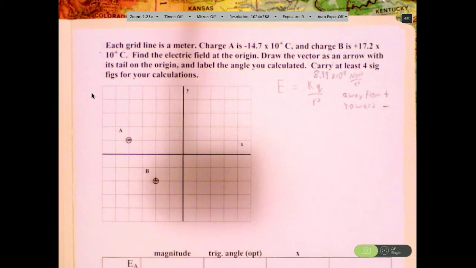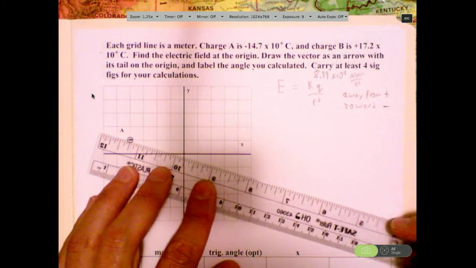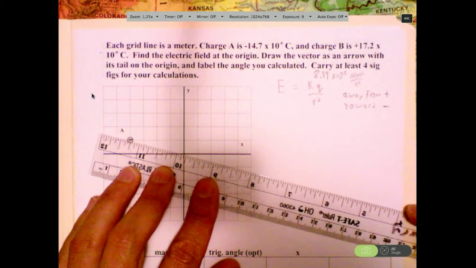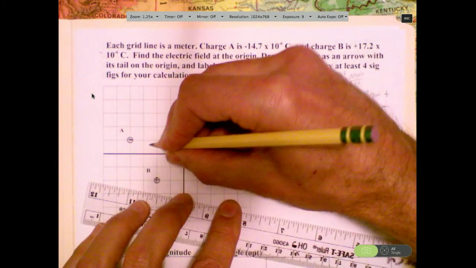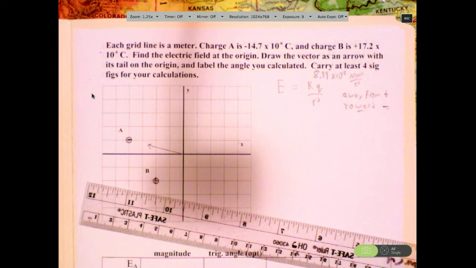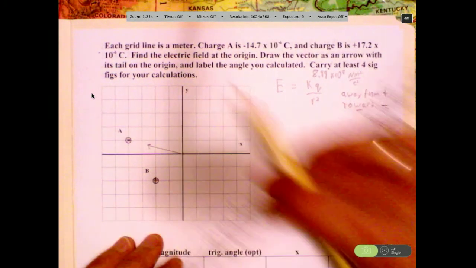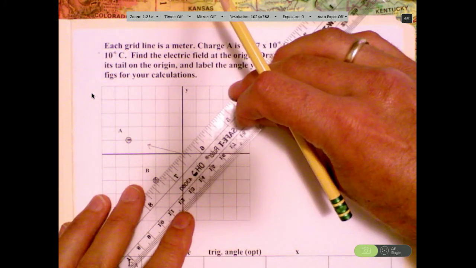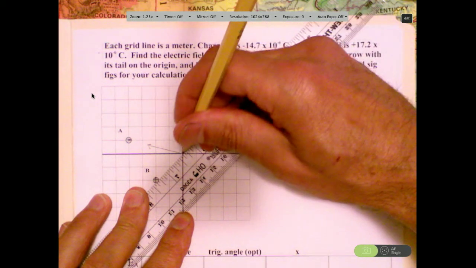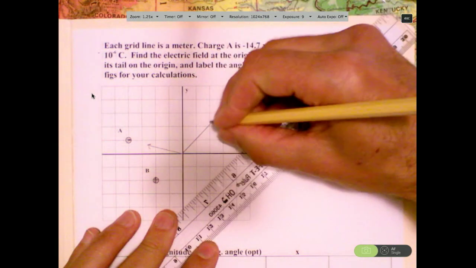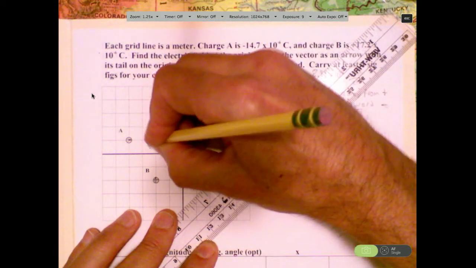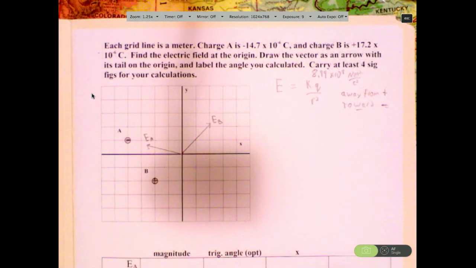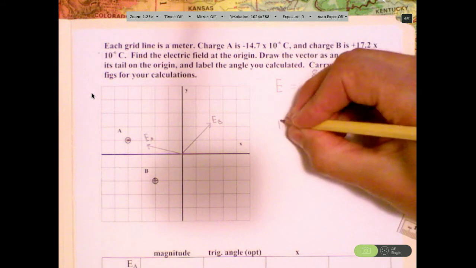So what we've got to do is figure out what direction those electric fields are. The electric field due to A is going to be toward A, because for negative charges the field points toward the negative ones, as a positive charge would move toward the negative one. And because of B, it's going to be away from B. So this guy is going to be like this. This is the electric field of B, and here's the electric field of A. So that's the first thing, to find the directions.